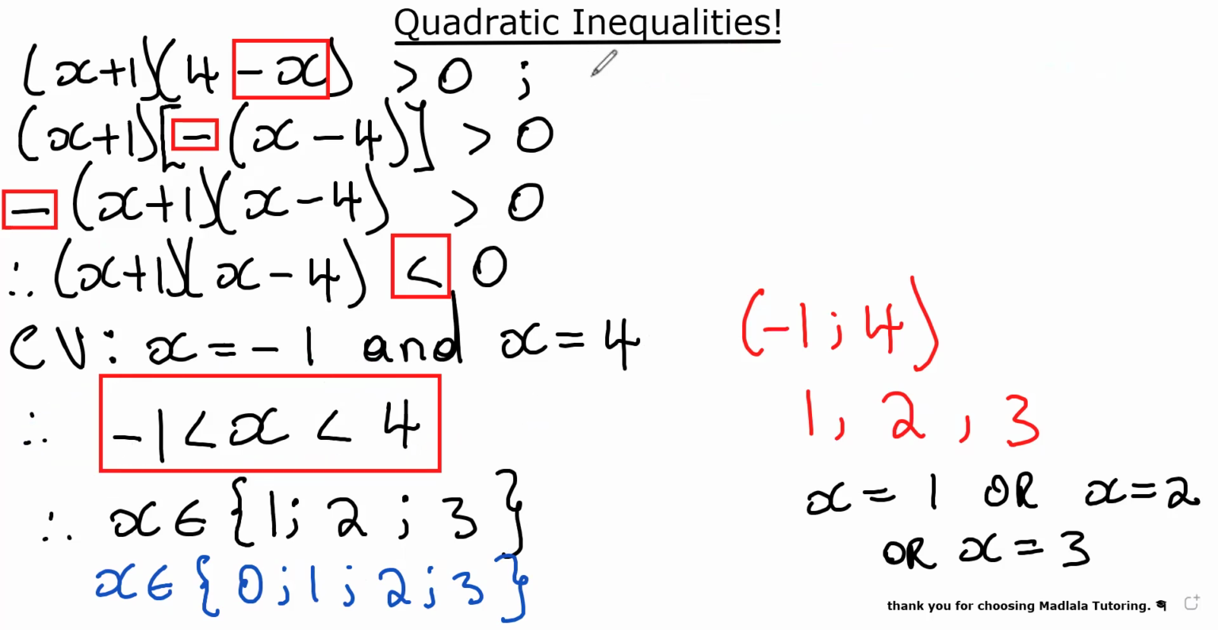Because if they don't say anything, they are implicitly saying x is an element of real numbers. And by implicitly, I'm saying silently, like deep down in their hearts. They're just not saying it, but they're actually saying x is an element of real numbers. And a real number can either be positive, negative, whole number, or even a fraction or a decimal. So, yes.